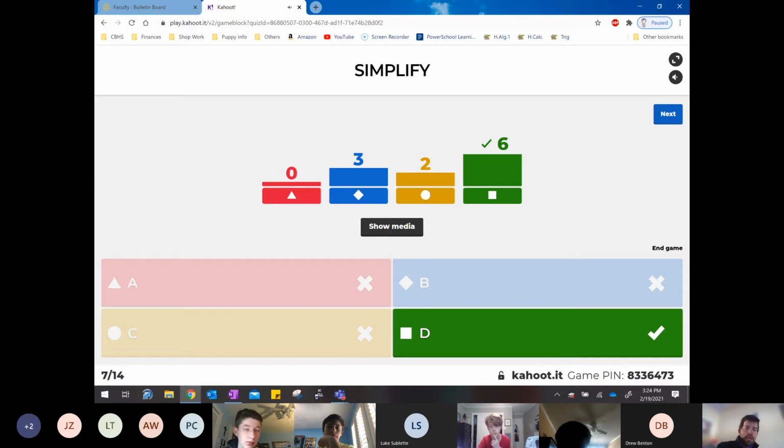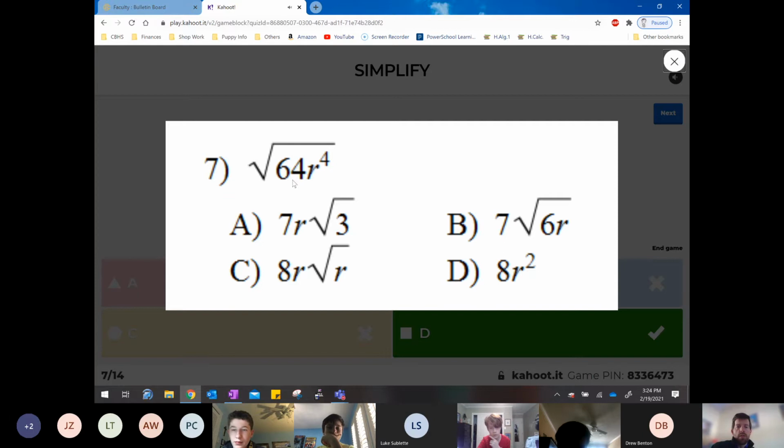All right. Now, I've got to be honest with you. I thought more of us would get this right. The square root of 64 is 8, so I could throw out options A and B right off the bat. You know what I mean?